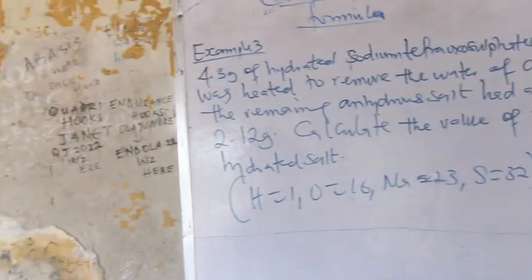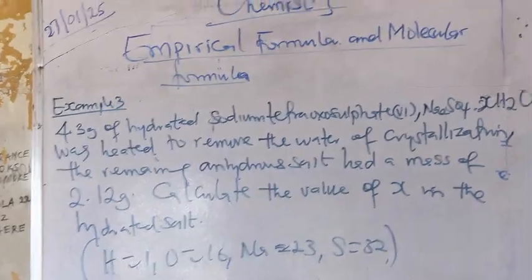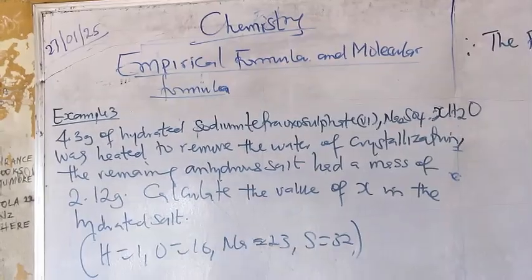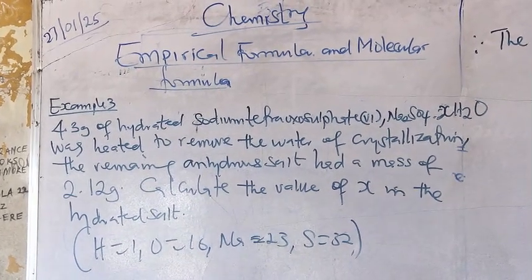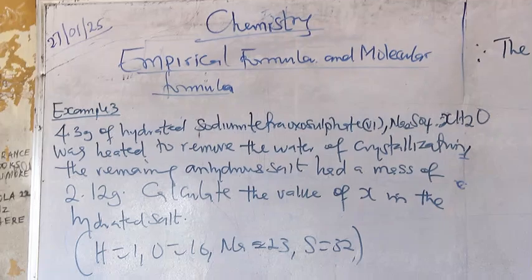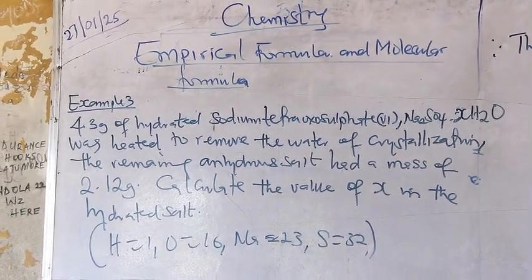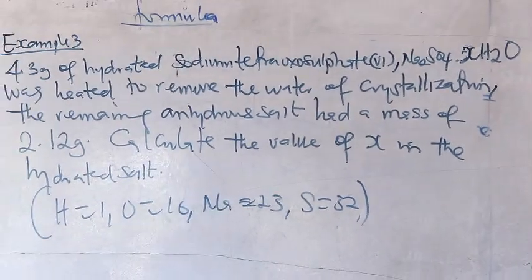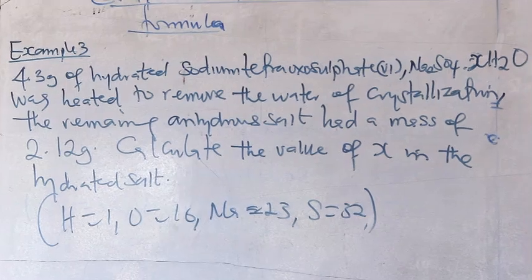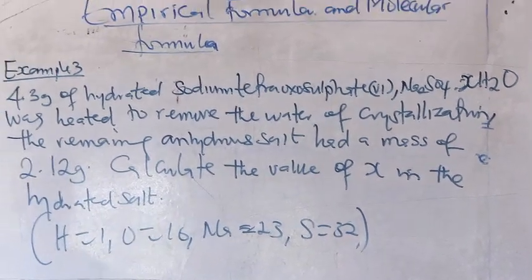Na2SO4.xH2O was heated to remove the water of crystallization, so the remaining anhydrous salt had a mass of 2.12 grams. Calculate the value of x in the hydrated salt. One of the ways to solve this question is to use the method of empirical formula.